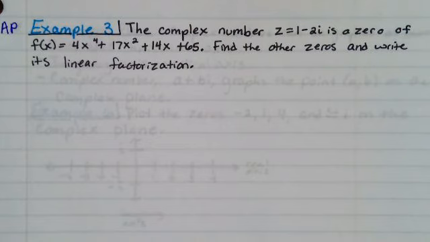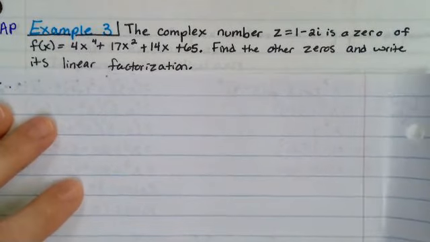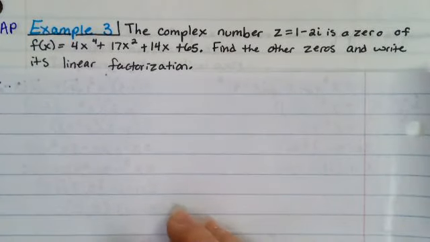All right, here we say the complex number z equals 1 minus 2i is a zero of that function. Find the other zeros and write its linear factorization. So in this one, they gave me one of the complex zeros. Now keep in mind, we talked about the complex conjugate zero theorem, which says that if you have one imaginary solution, you're also going to have its conjugate. So what we're going to do with this is figure out what exactly that would factor out or multiply out to.